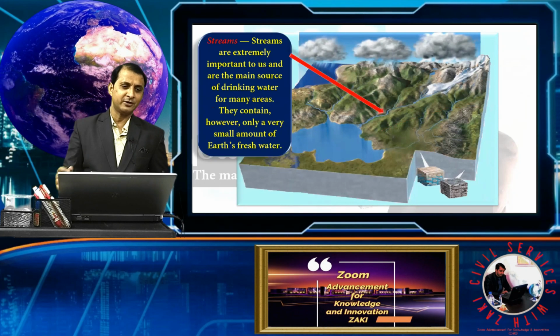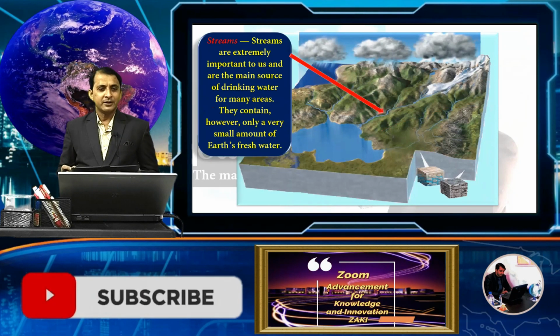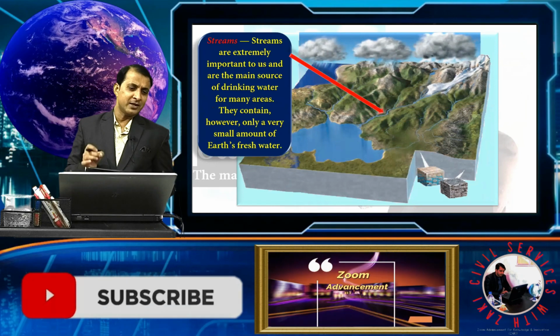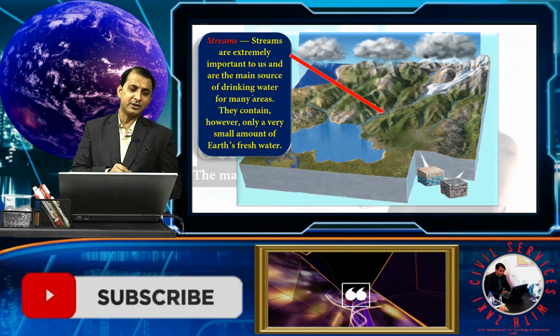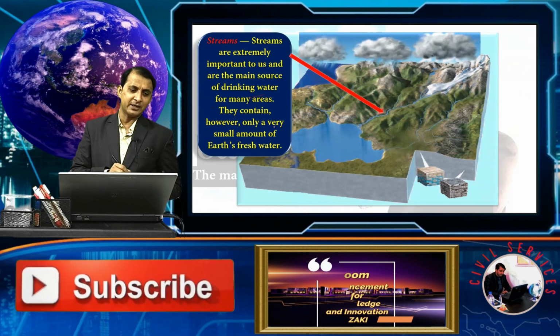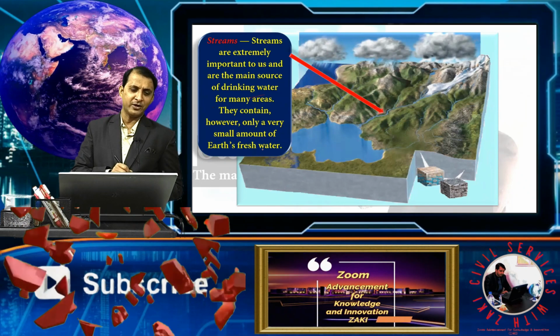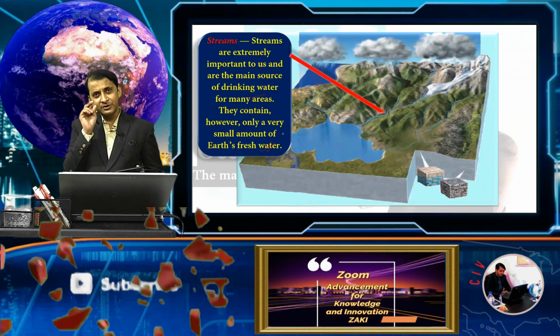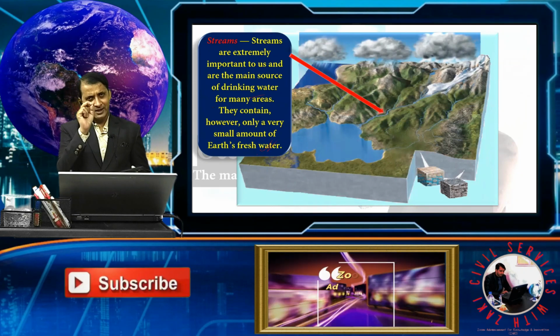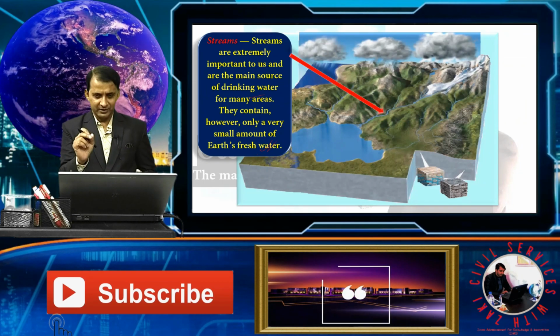Other setting, as you know, the stream, meaning river. Streams are extremely important to us and are the main sources of drinking water for many areas. However, they contain only a very small amount of the fresh water. So streams contain a very small amount of the fresh water.